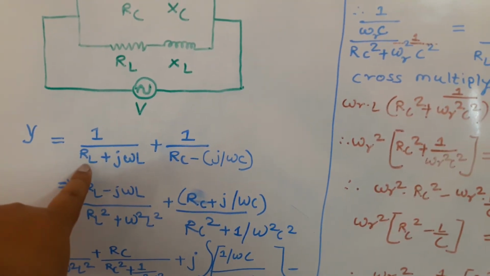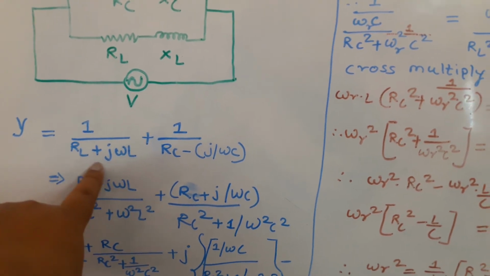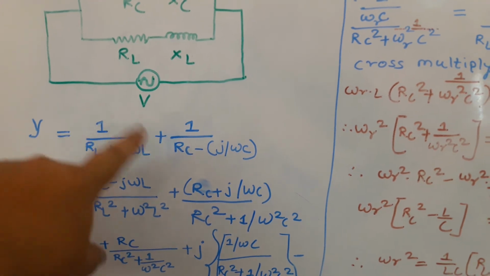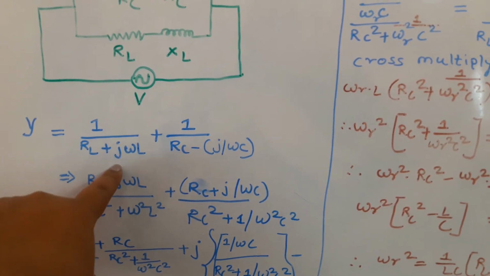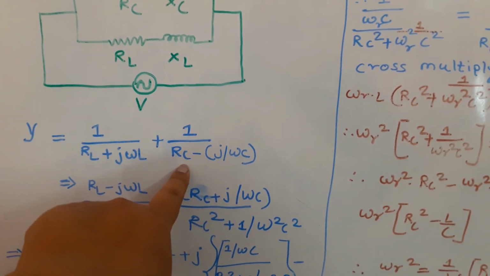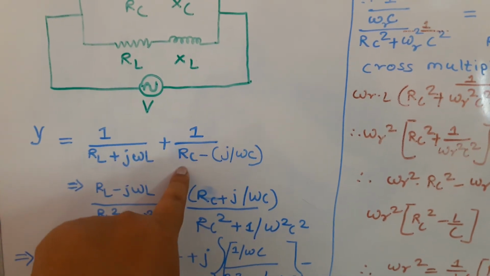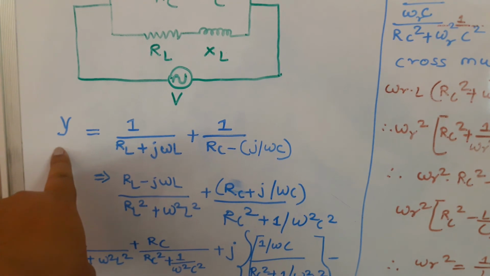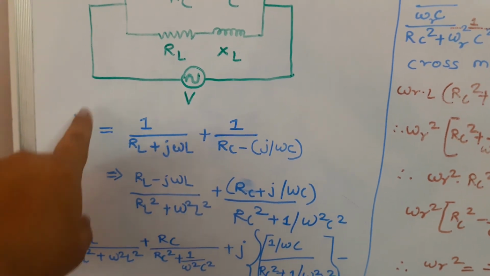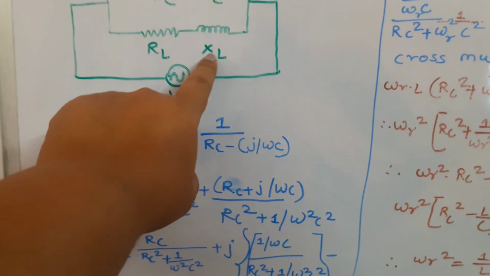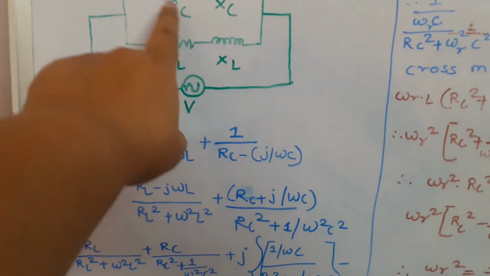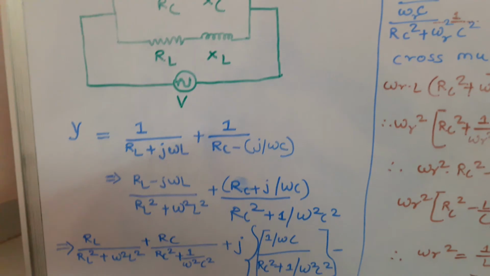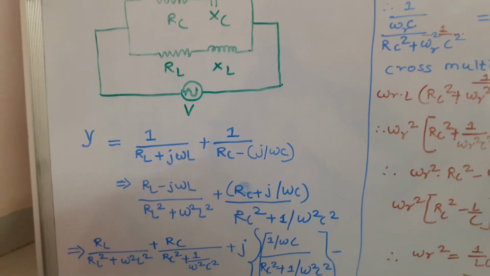So if the inductive branch impedance is given by RL plus j omega L, the admittance for the same will be 1 upon this. Similarly, the capacitive branch is 1 upon RC minus j omega C. So we indicate the total admittance of the circuit as 1 upon (RL plus j omega L) plus 1 upon (RC minus j omega C). In this way we indicate the total admittance of the circuit.